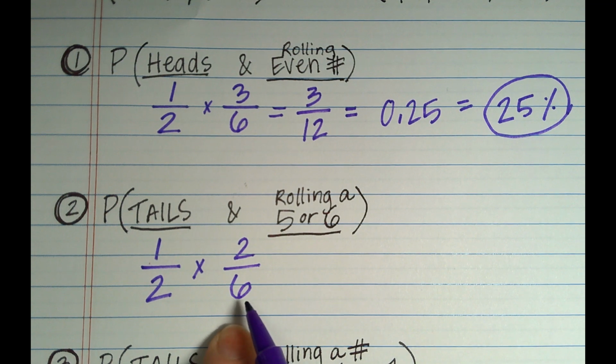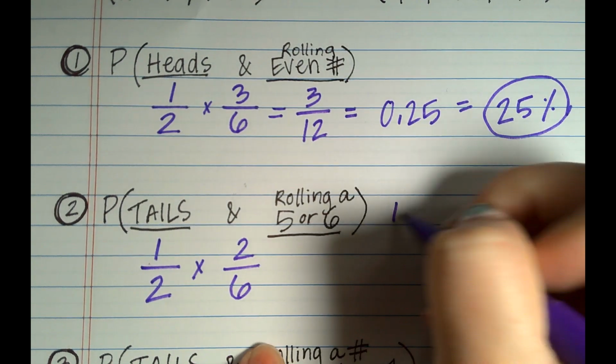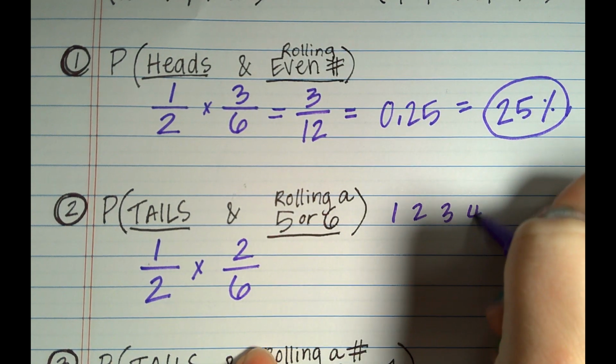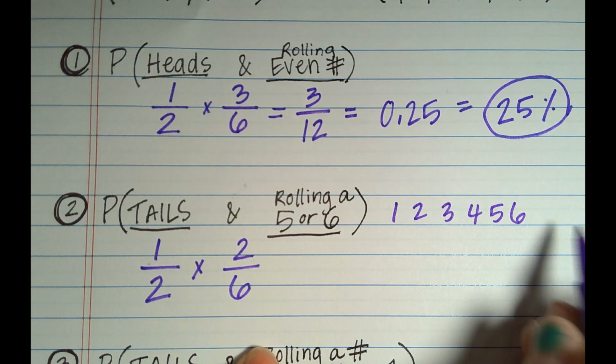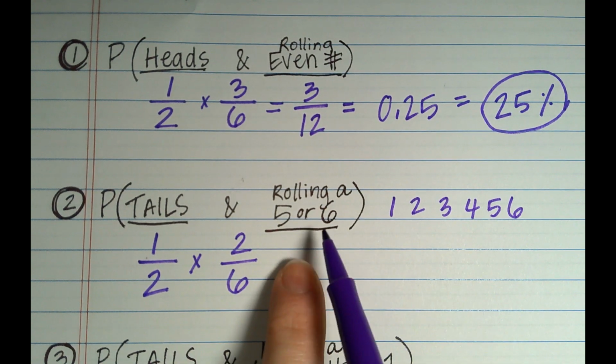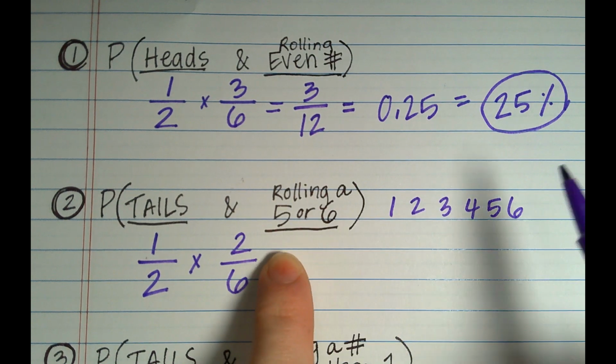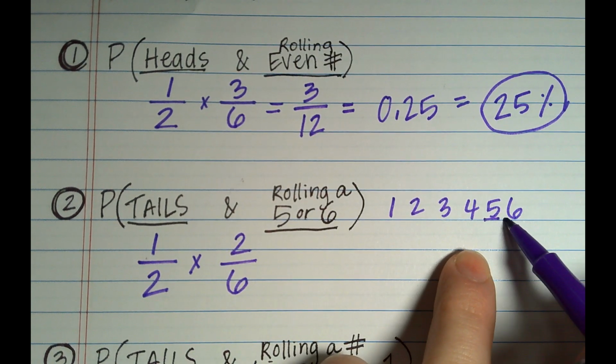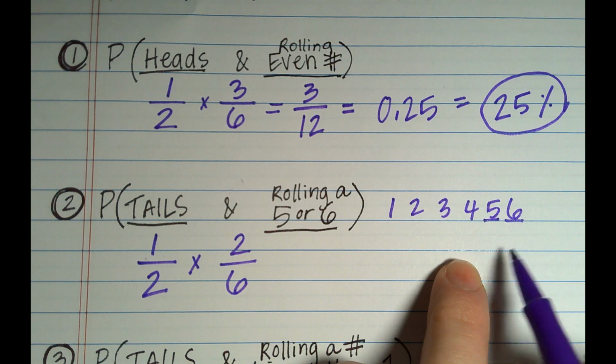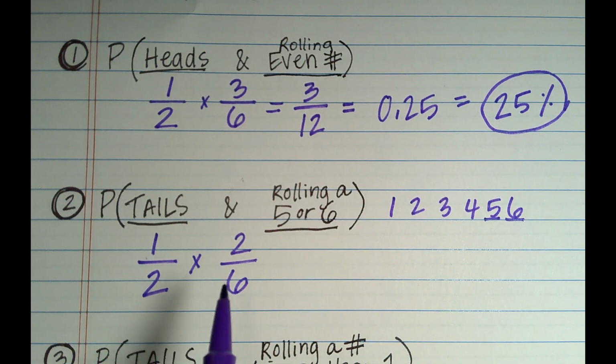Right. There's 6 total options on a die: 1, 2, 3, 4, 5, 6. These are our 6 options. We're seeing how many times it is possible to land on a 5 or a 6. Well, here's 5 and here's 6. That's 2 numbers. There's 2 options out of 6 total.